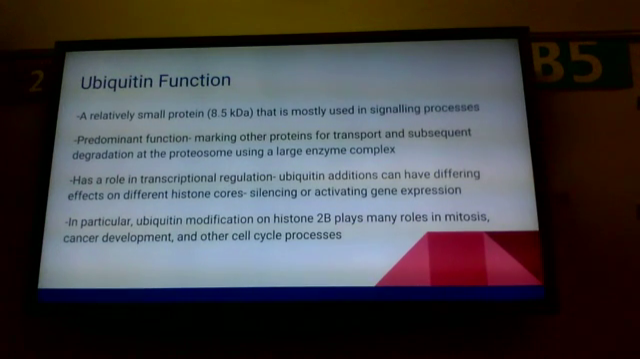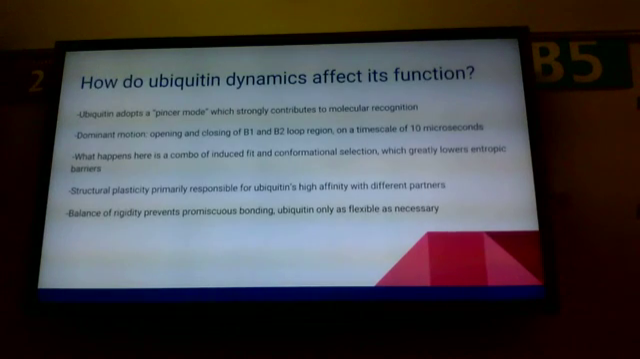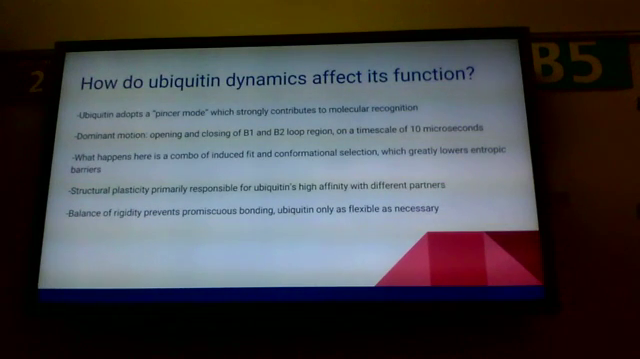It also has roles in gene expression, mitosis, cancer development, and cell cycle processes. When binding, ubiquitin adopts a pincer mode where its motional dynamics strongly affect its binding affinity. This is a combination of conformational selection and induced fit, which greatly lowers entropic barriers. High plasticity and therefore high affinity are motifs, but not so high as to be promiscuous.